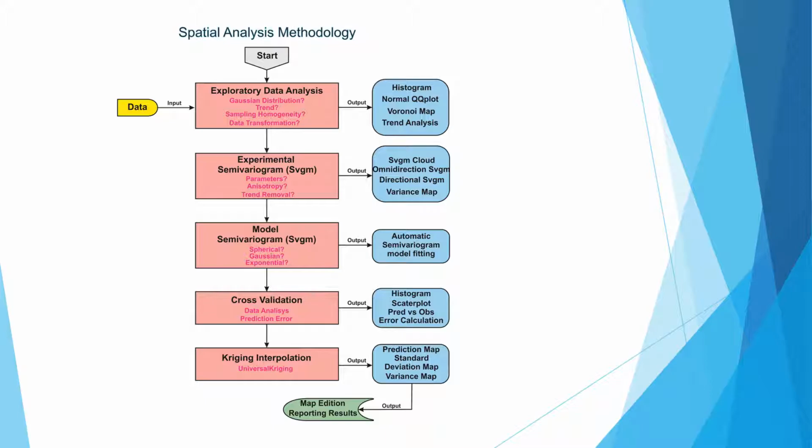In these tutorials, I am going to explain with examples, step by step, the spatial analysis methodology, where I am going to be talking about exploratory data analysis, experimental semivariogram, model semivariogram, cross-validation, Kriging interpolation, and also, at the end, we are going to be working with the map edition with Quantum GIS and also reporting results.